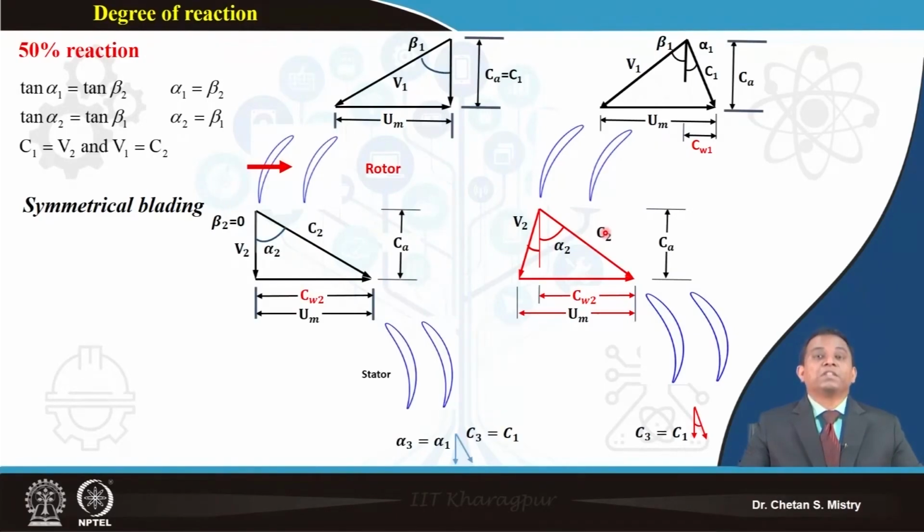Now let me consider that my flow entry is happening axially. So this is representing axial entry. In that case, according to our understanding for symmetrical blading, my alpha 1 is 0, which means my beta 2 is also 0. So my entry to this rotor is axial, and my exit from this rotor is also axial.